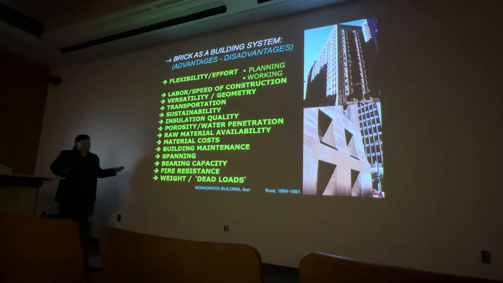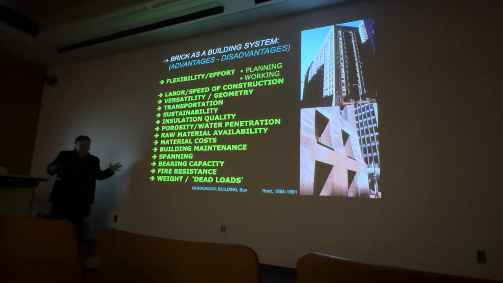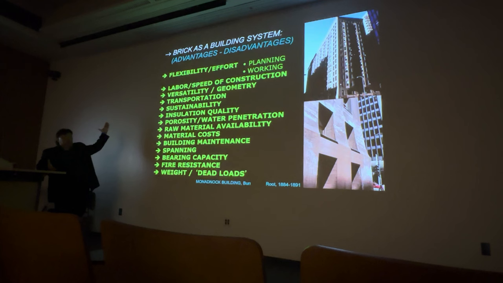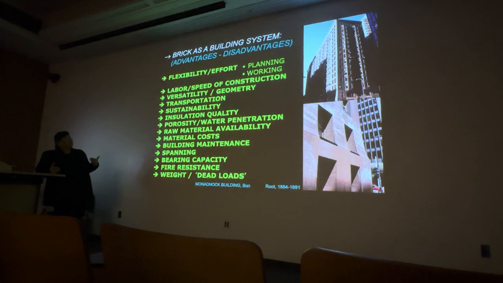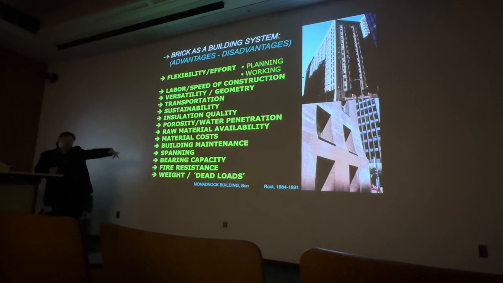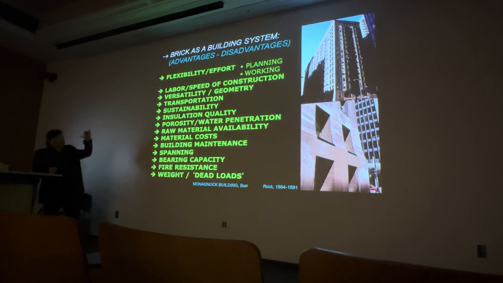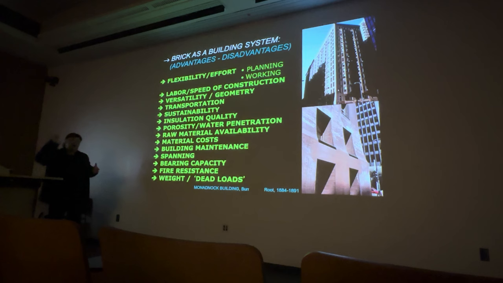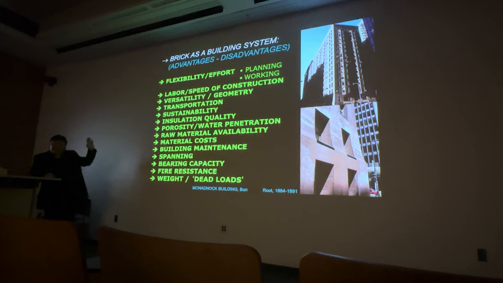Versatility: the range of geometries we can achieve with brick units. We can create many types of patterns and geometric forms, hence different kinds of brick or masonry construction. Transportation is very easy because they come as units. If bundled, you can ship them prefab; an entire wall can be constructed in a factory. It's also very sustainable because they come from indigenous materials from the neighborhood, not from far away. You can find clay anywhere, and you can find stone anywhere.